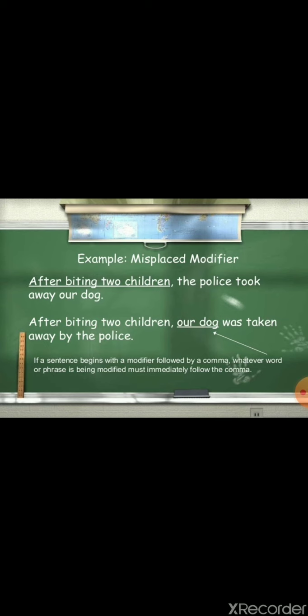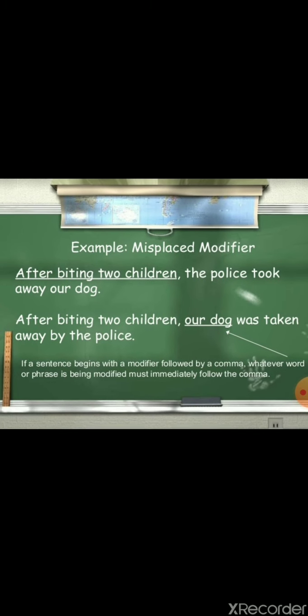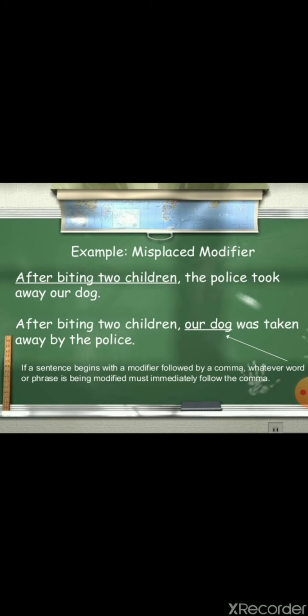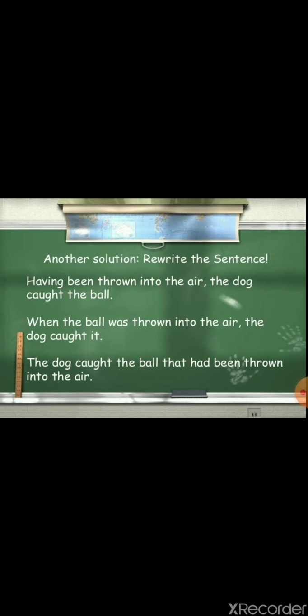Forget it. Okay, just read these two sentences. After biting two children, the police took away our dog. After biting two children, our dog was taken away by the police. The second version is the complete version. Nothing is misplaced, nothing is missing, nothing is dangling here and there. All sentences are intact in grammatical terms. So the second sentence is correct.